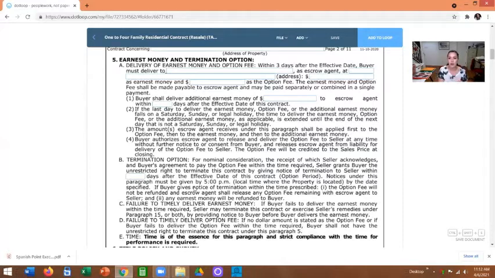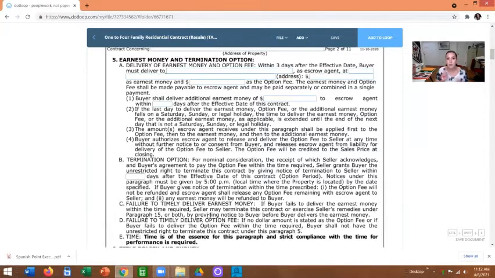So we execute a contract. If there's an option period, let's say 5 days or 7 days or 10 days, whatever is negotiable and agreed to, day one of the option period starts the day after we execute the contract. During that time frame, the buyer has the unrestricted right to cancel. For the most part, buyers use that time to get the house inspected and to negotiate repairs.